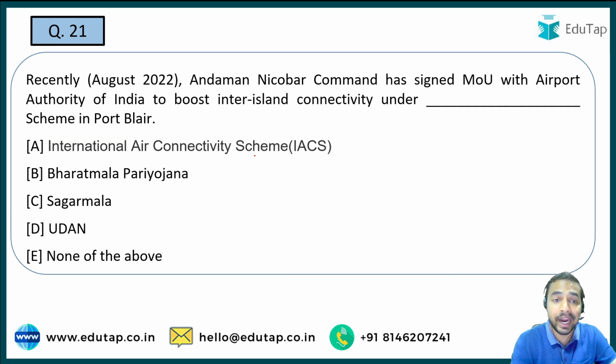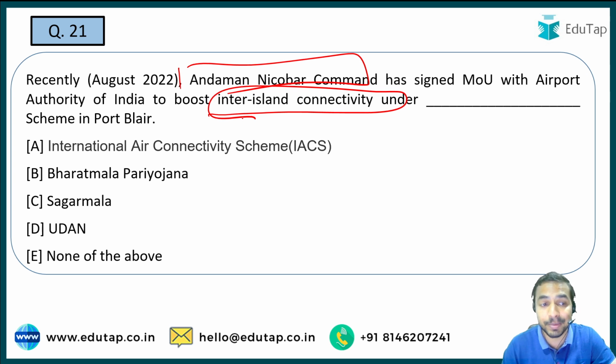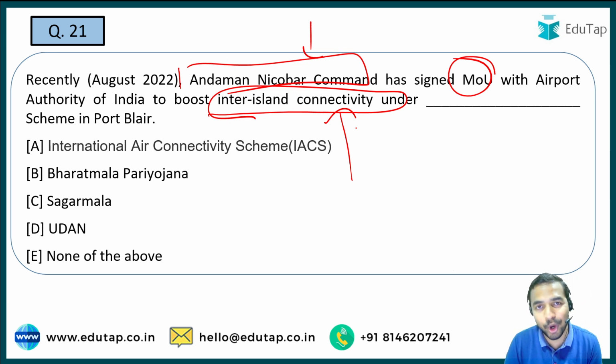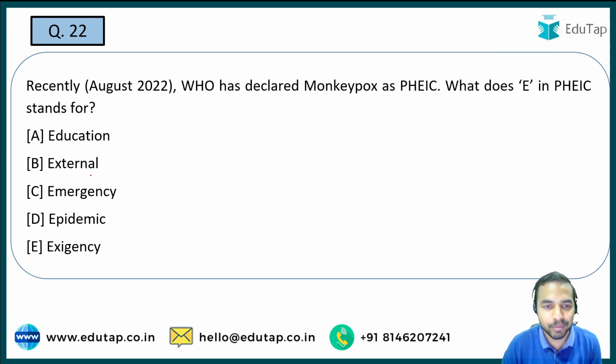The next question is, Andaman and Nicobar Command has signed an MOU with the Airport Authority of India to boost inter-island connectivity under the Dash scheme in Port Blair. So here you are required to tell me the name of the scheme under which Andaman and Nicobar Command has signed the MOU with the Airport Authority of India. And the reason behind this MOU is to boost inter-island connectivity. And guys, we all know that for this regional connectivity, the scheme launched by the Government of India is UDAN, that is Ude Desh Ka Aam Nagrik, and that is the right answer to this particular question, that is UDAN. Moving on to the next question.